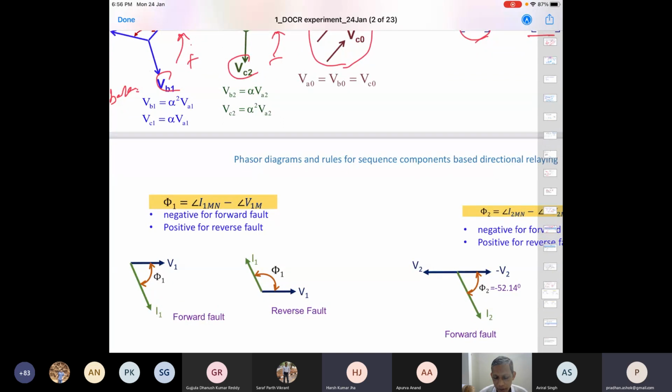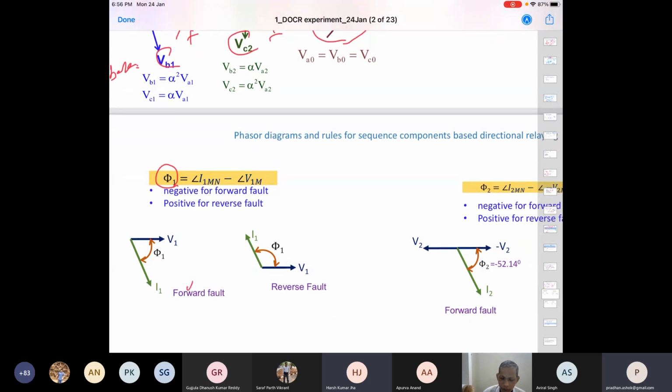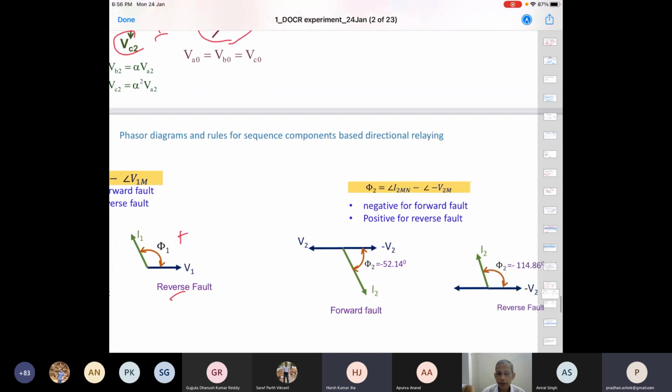The phi angle which we are finding from this, angle of I minus angle of V, we designate as phi 1. This is for the positive sequence: the positive sequence current minus the positive sequence voltage. If you find that angle, for the forward case phi 1 will be a negative angle, and for the reverse case phi 1 will be a positive angle. If it is positive, it is a reverse pole.